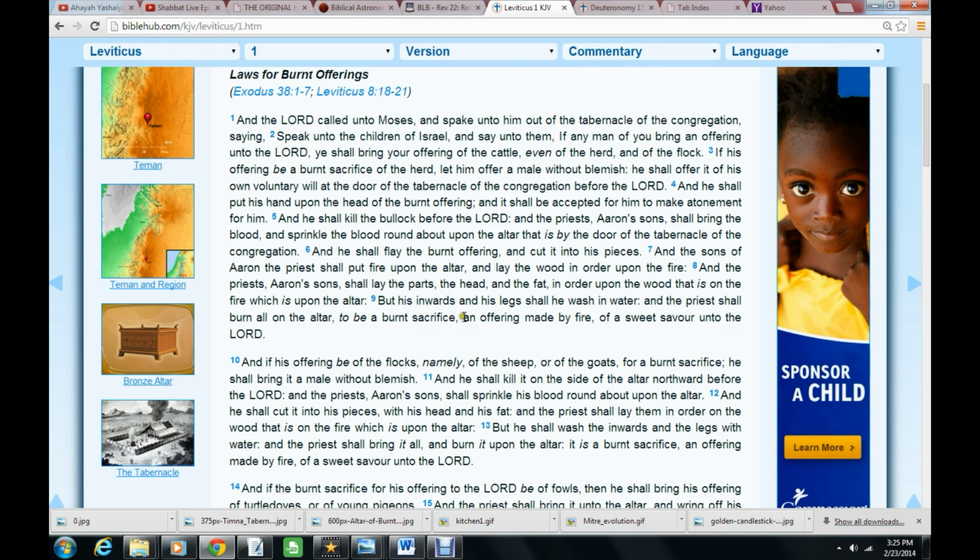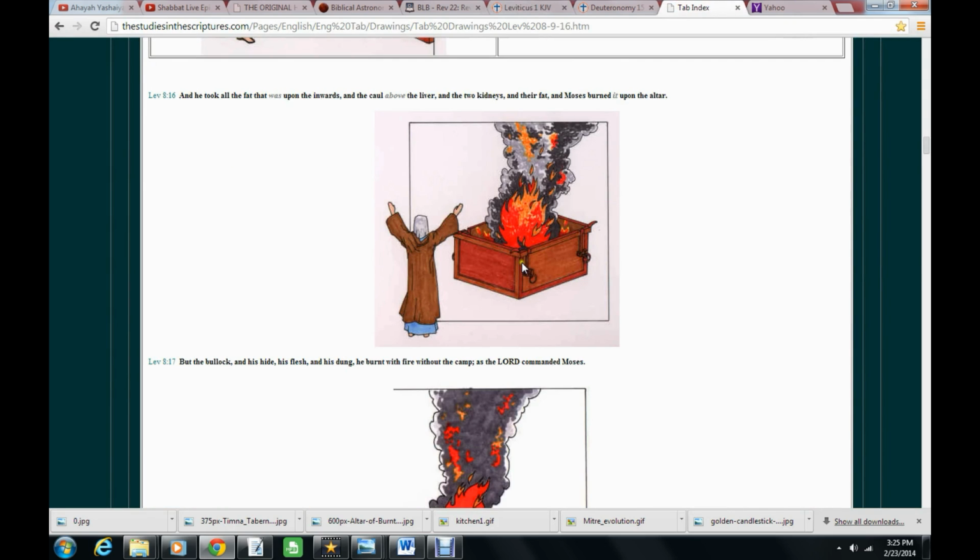But his inwards and his legs shall he wash in water. So the legs he shall wash in water. And the priest shall burn all on the altar. So after he washes the feet of the bull, but his inwards and his legs, so the inwards, his organs, everything, shall be washed in water. And the priest shall burn all on the altar. So everything will be all burnt. All. And that means all, bold. To be a burnt sacrifice, which would be like this.